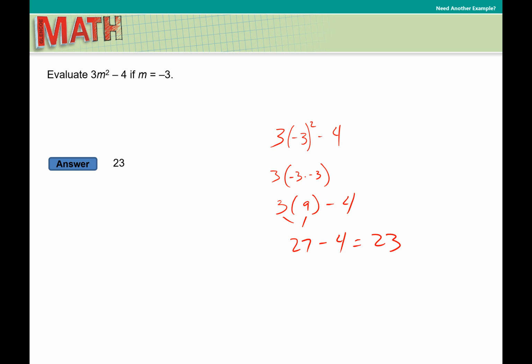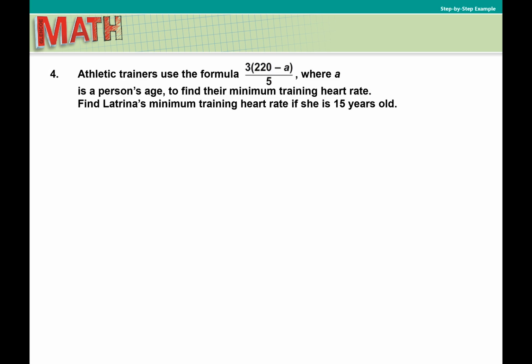One thing that's really nice about algebra is that you follow the same order of operations again and again and again, and as long as you follow the steps in the right order, it should lead you to the right answer. Okay, now let's take a look at this word problem.